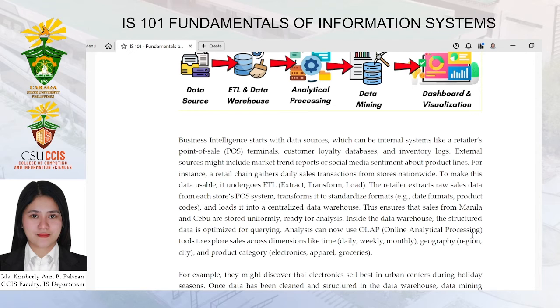For example, a retail chain gathers daily sales transactions from stores nationwide. To make this data usable, it undergoes ETL, or what we call extract, transform, and load. The retailer extracts raw sales data from each store's POS system, or the point of sale system, transforming it into standardized format like date, product, and codes. Notice that for each product, when you scan the barcode, it is automatically tagged with its price or description. And it loads it into the centralized data warehouse.